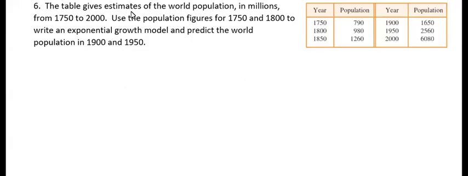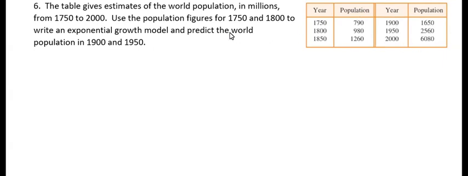The table gives estimates of the world population in millions from 1750 to 2000. Use the population figures for 1750 and 1800 to write an exponential growth model and predict the world population in 1900 and 1950. So here we have years and then a year's continuation and then the population.